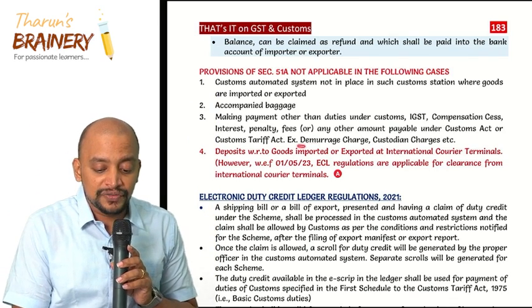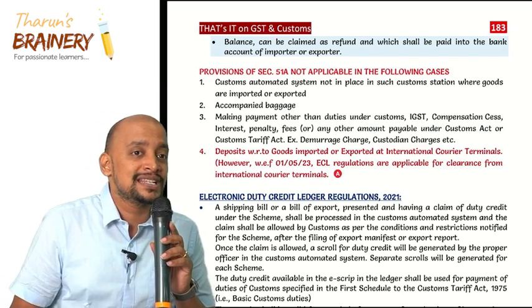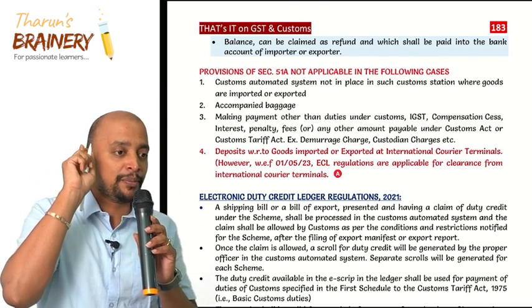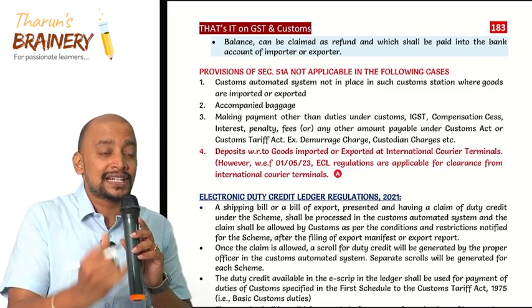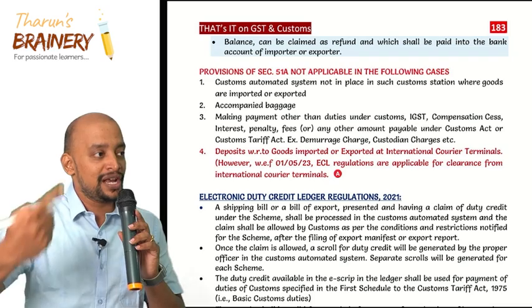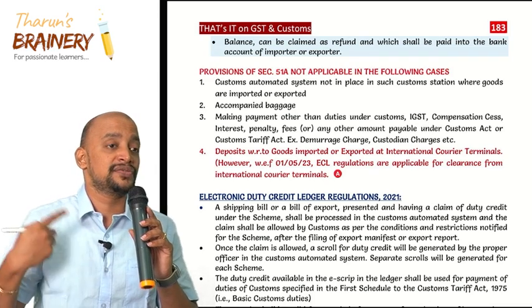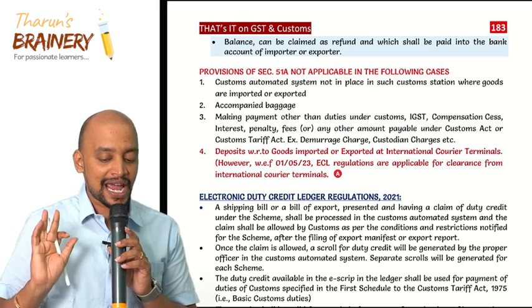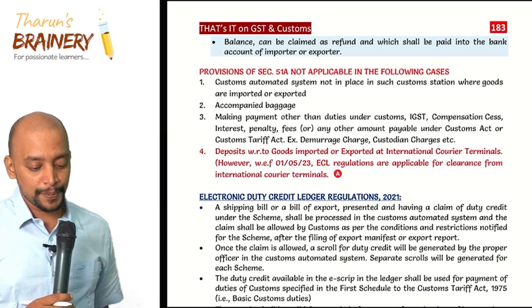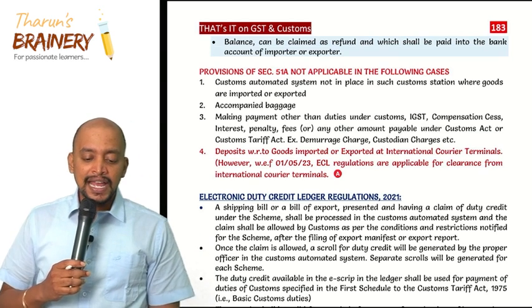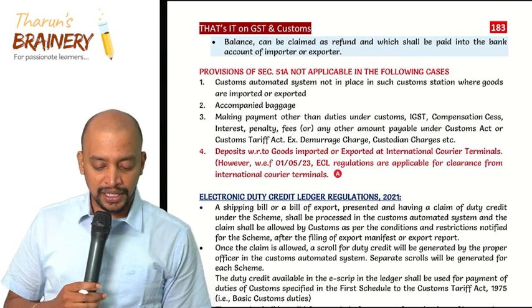For payment of these charges, can we use the balance in the cash ledger? No. The balance in the cash ledger can be used for payment of any amount under the Customs Act or Customs Tariff Act. But for payment of demurrage charges, ship demurrage charges, warehousing charges, custodian charges, etc., we cannot use the cash ledger balance. Number 4: deposit with respect to goods imported or exported at international courier terminals.